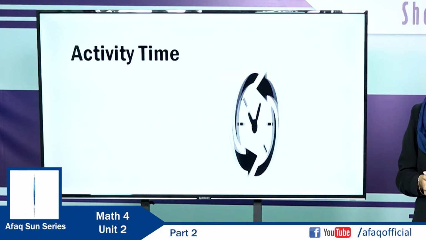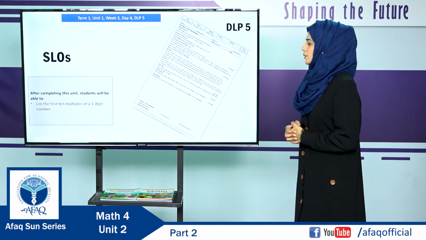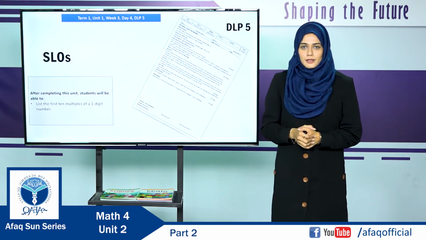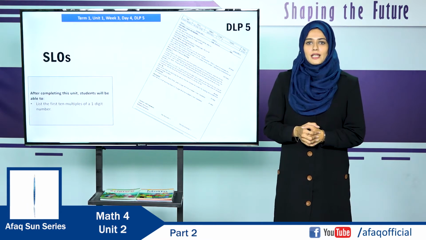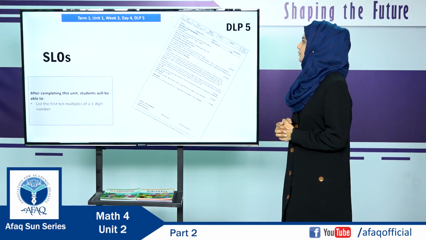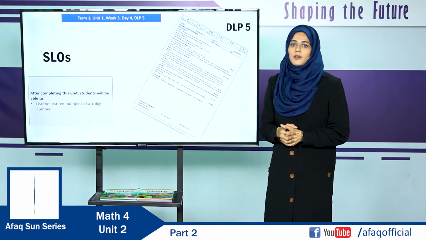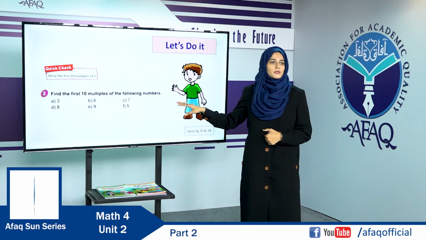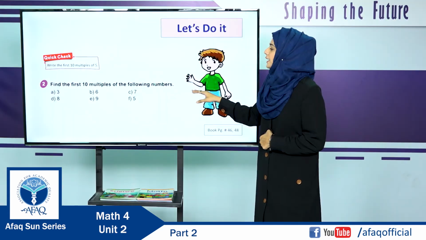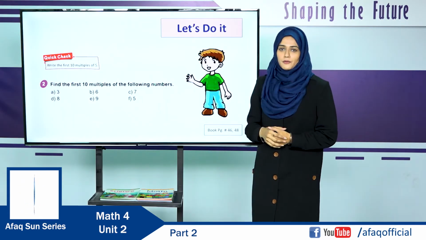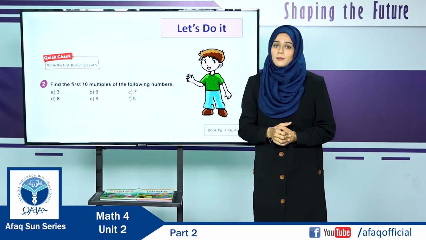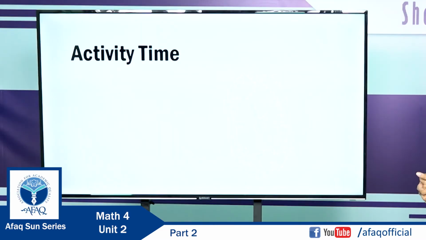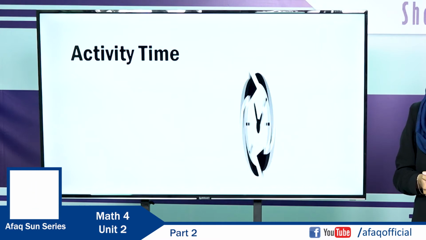It's activity time. In this SLO, we are going to list the first 10 multiples of a one digit number. To cover this, the methodology has been provided in DLP 5, which falls in term 1 unit 1 of week 3 day 4. Students, you have to do these questions. You have to find the first 10 multiples of the following numbers on the basis of the methodology we discussed in the previous lecture. This is an activity time. Let's see what the activity is about.